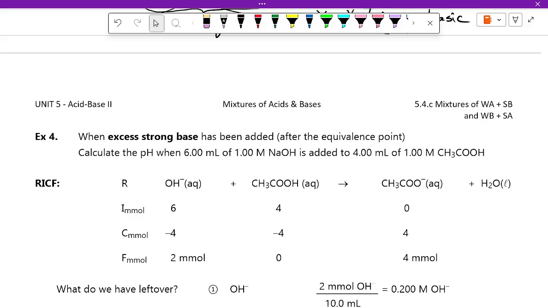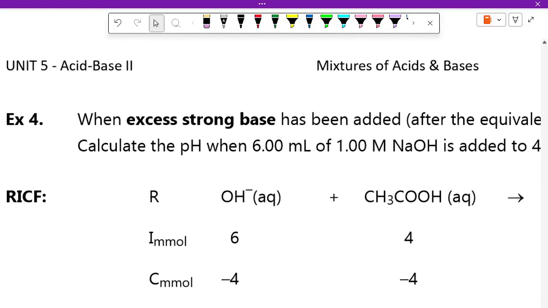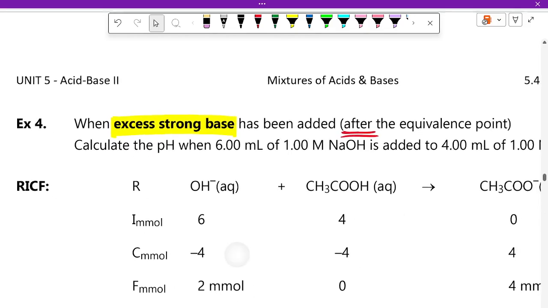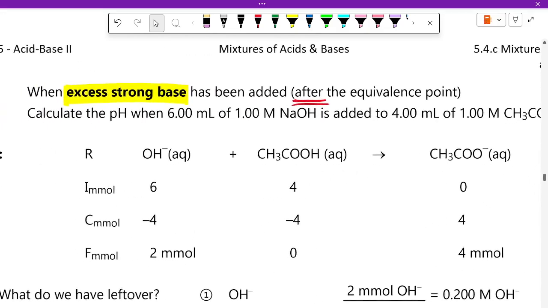We've made it to the equivalence point. Hooray! What if we add more base? Then we have excess strong base. Okay, this is after the equivalence point. So that's going to be when we have an excess of the base. So in this case, we have 6 milliliters of 1 molar NaOH.